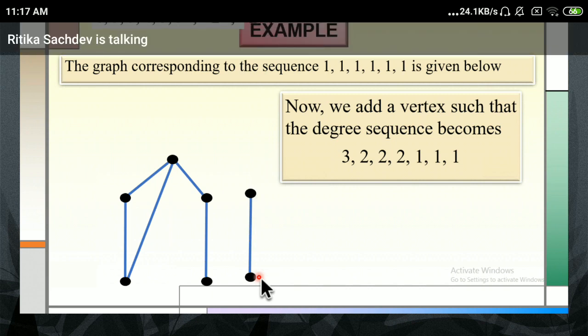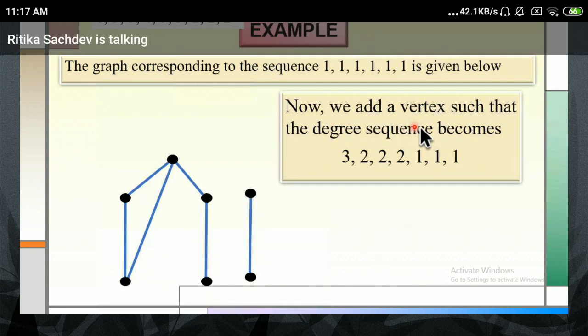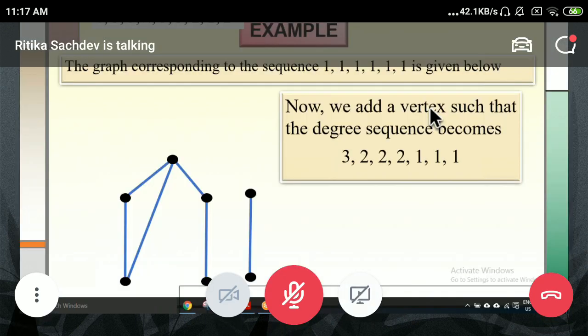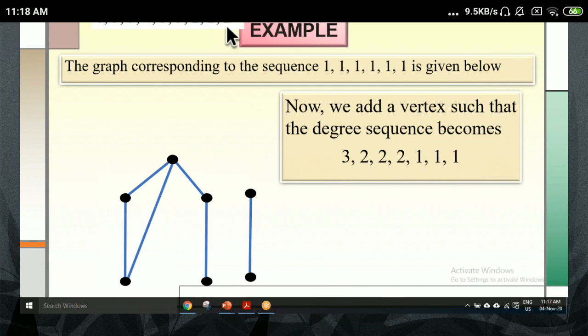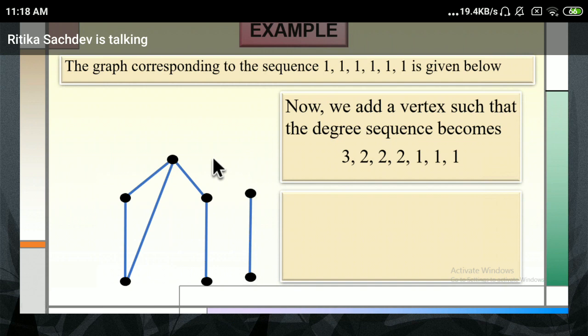We want to add... excuse me, there's something fishy over there. Something fishy over there. Give me a second. Yeah.